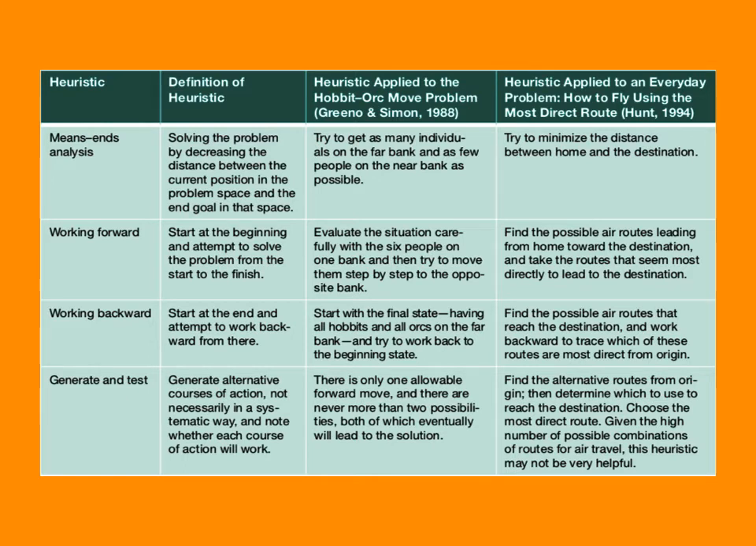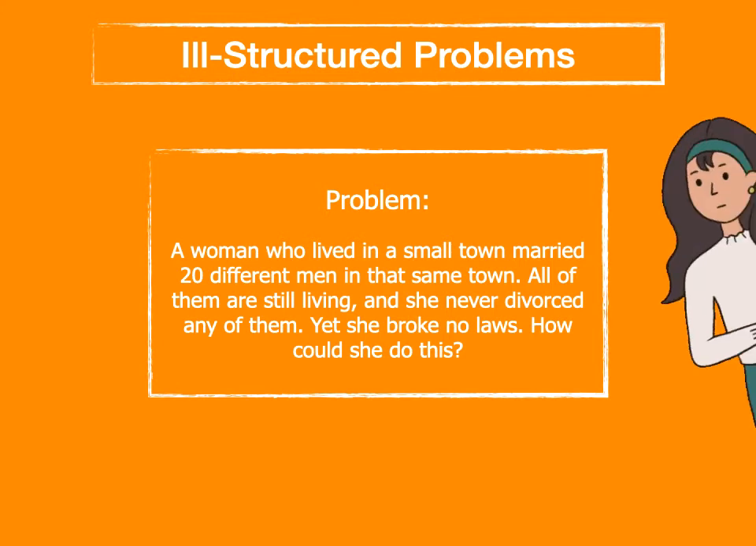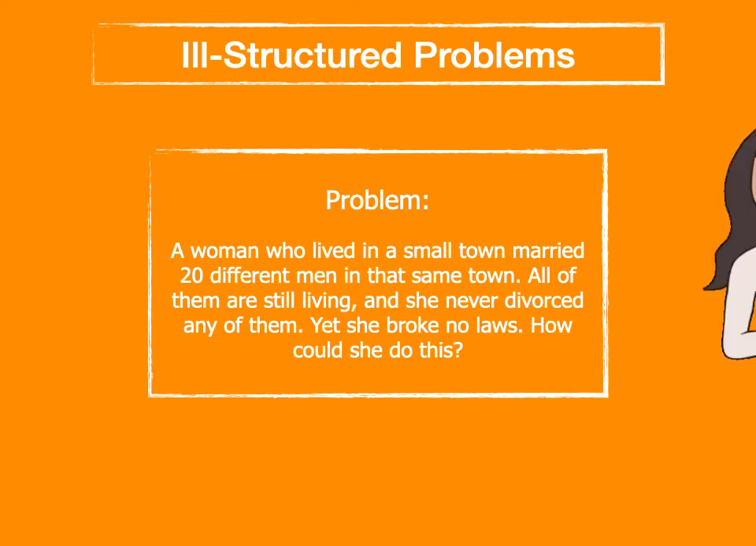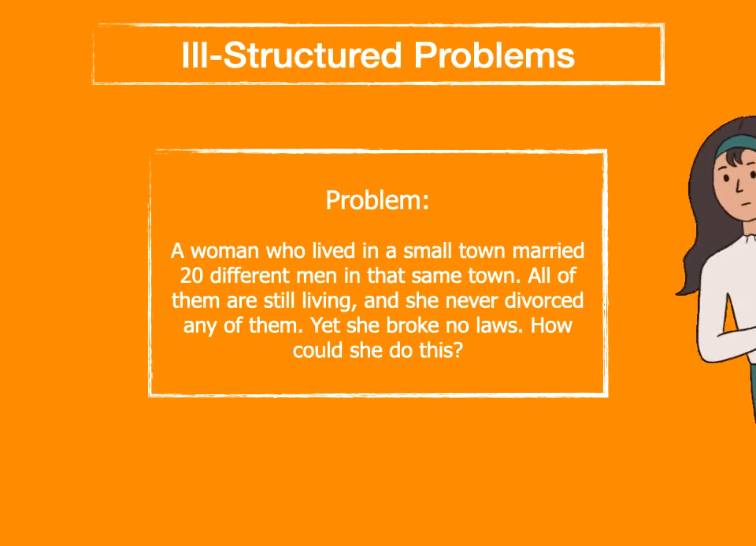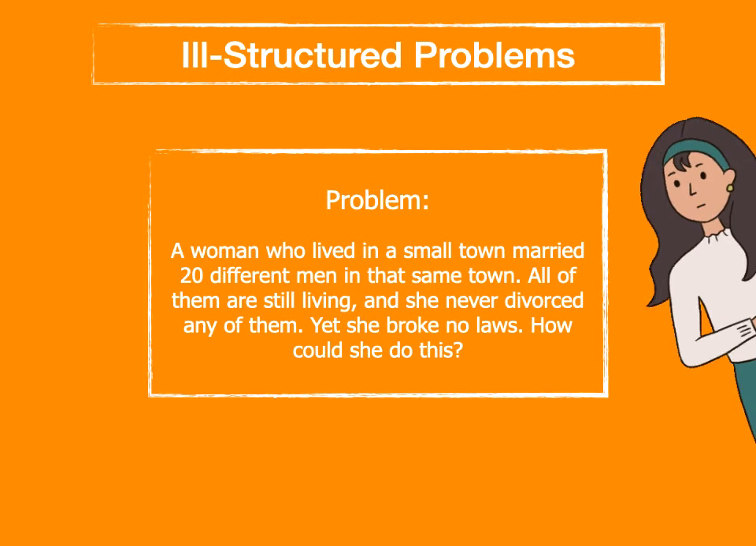Okay, so that's for the well-structured problems. Now let's delve into the ill-structured problems. Before we do, let's first consider this problem. Let me read this problem. A woman who lived in a small town married 20 different men in the same town. All of them are still living, and she never divorced any of them. It's like a riddle. Yet she broke no laws. How could she do this?